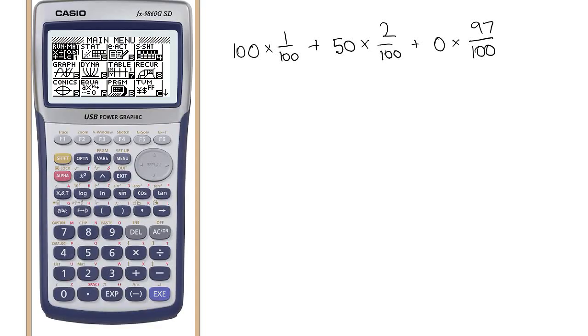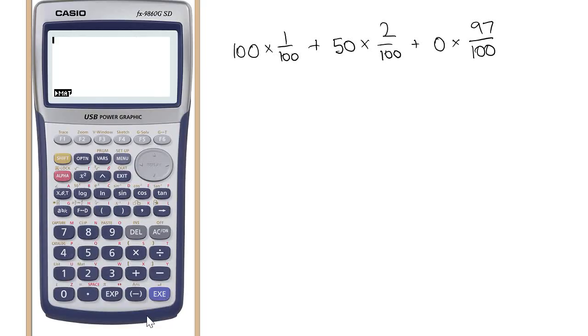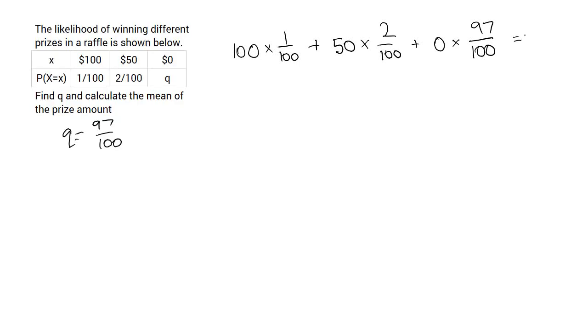We then grab our calculator and type these in. And we find out that this is equal to 2. So that means that the mean prize from this raffle is $2. Let's look at another example.